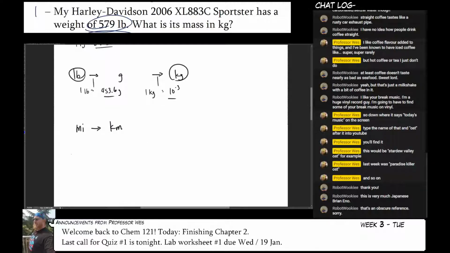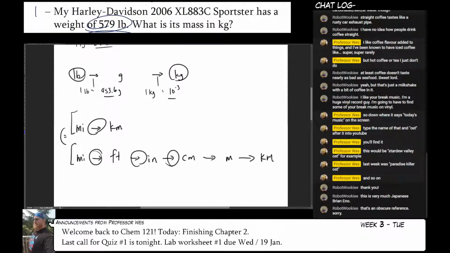You could do that easily. But you could also do miles to feet, to inches, to centimeters, to meters, to kilometers. And regardless of which of these you pick, you'll get the same answer either way, as long as you have all the correct conversions. Obviously, the top one is preferable because there's only one conversion, and on the bottom we'd have to do 5.